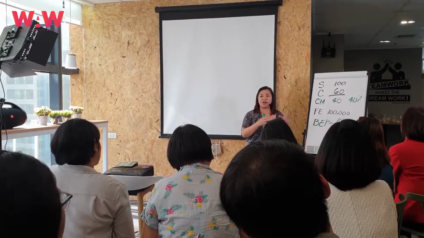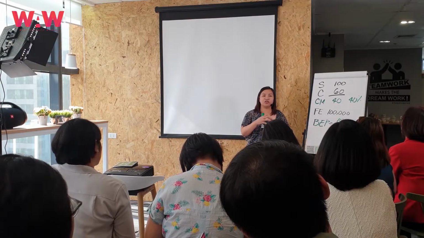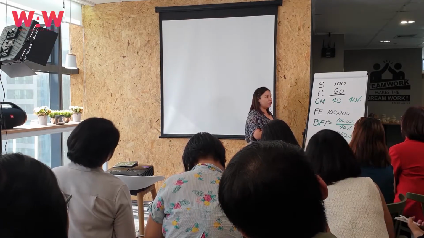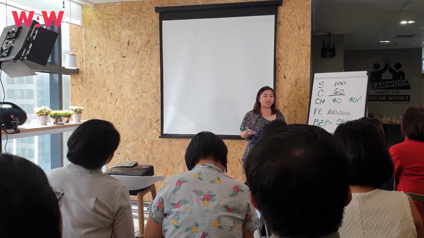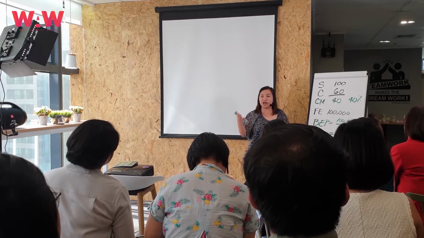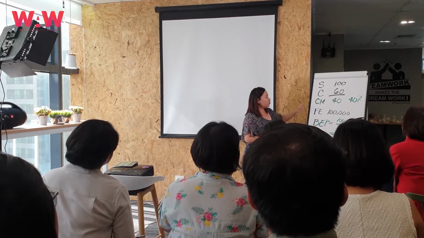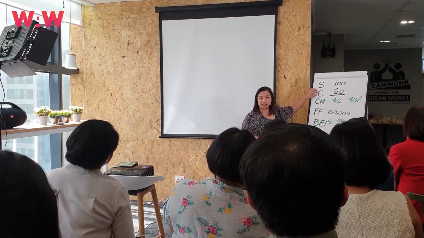So that means instead of 40%, it should be 30%. Tama ba? Because you have to have a buffer. So you treat your buffer like your expense also. Because sometimes we incur additional expenses. Sometimes the prices rise, right? So you treat it like your cost also.